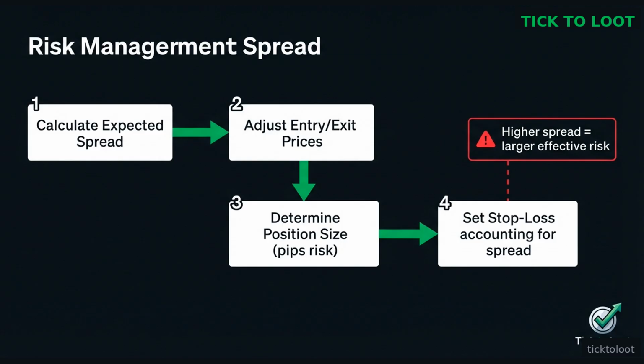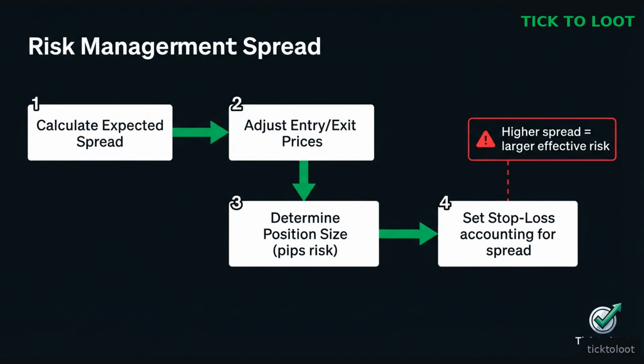To incorporate spread, start by calculating the expected spread for the currency pair you plan to trade. For euro to US dollar, a typical retail broker might quote a 2-pip spread during normal hours. Next, adjust your entry and exit price expectations. If you intend to buy at 1.1200, you actually pay the ask, perhaps 1.1202, so your trade starts 2 pips in the red. When you set your stop loss, you must add those 2 pips to the distance you're willing to let the price move against you. For example, if you normally risk 10 pips, you now need to set the stop loss 12 pips away from your entry to preserve the original risk tolerance.